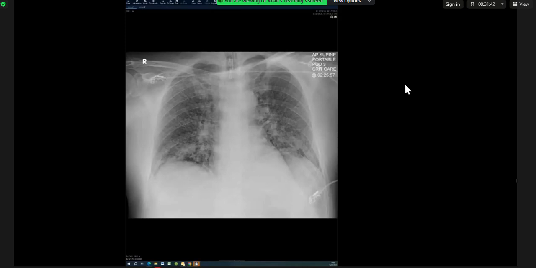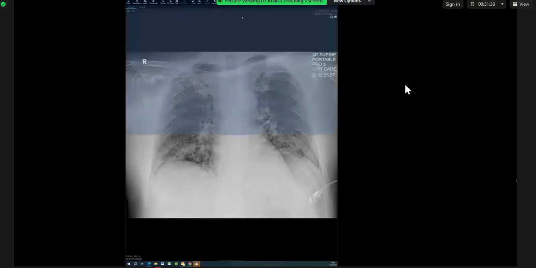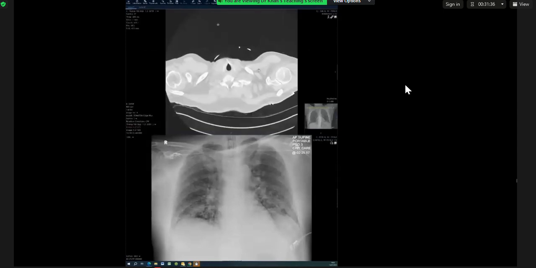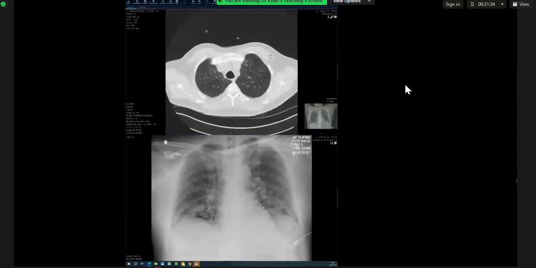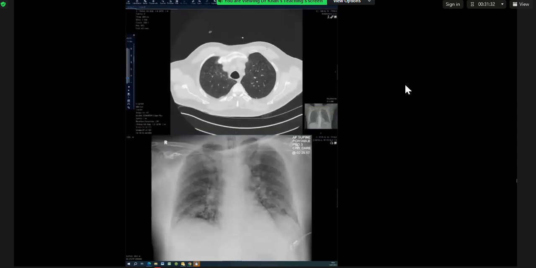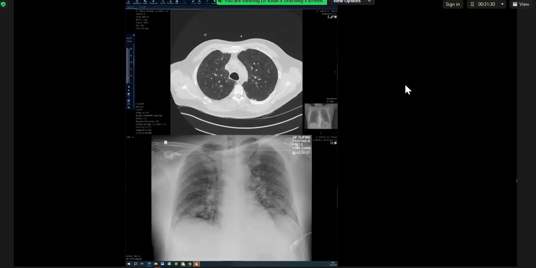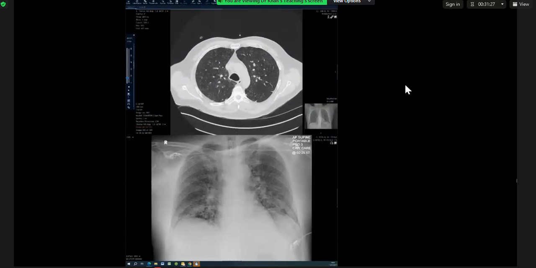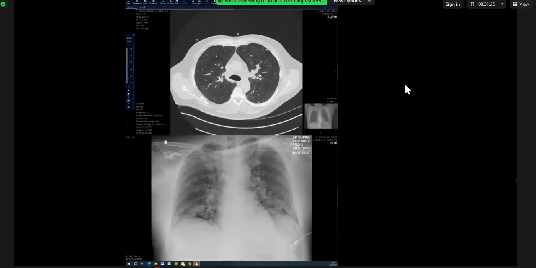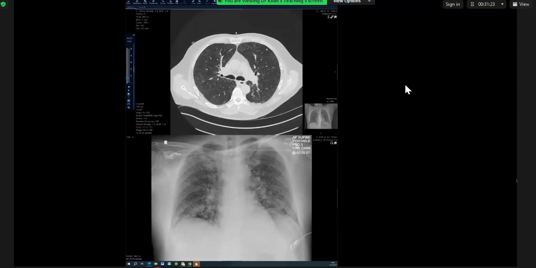I would like to do a sputum AFB culture to confirm my findings. I don't have a sputum. Okay. I will also do an HRCT of the thorax. Okay. On this HRCT of the thorax, I see that there are multiple ground glass nodules in bilateral lung fields.